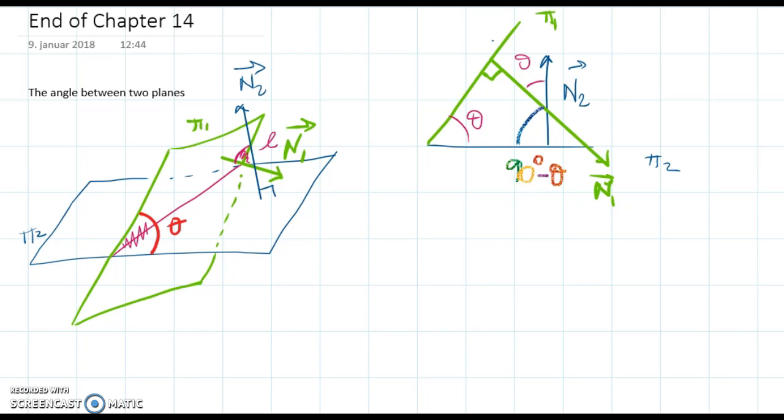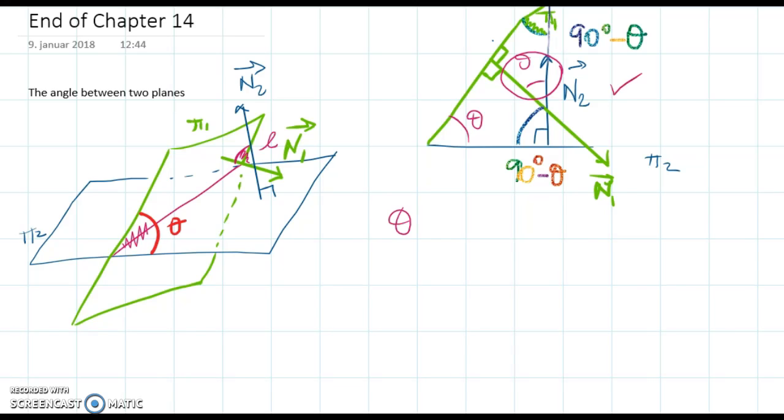Now, if we continue our vector n2 almost to the end of our page and continue the plane over here as well, we have the bigger triangle that has also one angle theta, and the angle over here also has to be 90 degrees minus theta. Now, looking at the smaller triangle with the right angle over here, we said already that this angle is 90 minus theta, so this angle is theta, as we wanted to show.